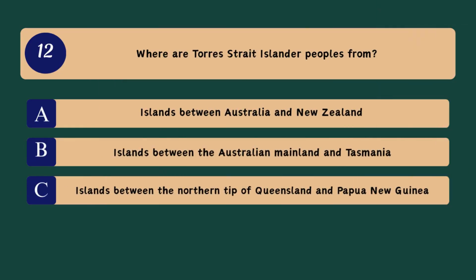Question 12. Where are Torres Strait Islander peoples from? A. Islands between Australia and New Zealand. B. Islands between the Australian mainland and Tasmania. C. Islands between the northern tip of Queensland and Papua New Guinea.